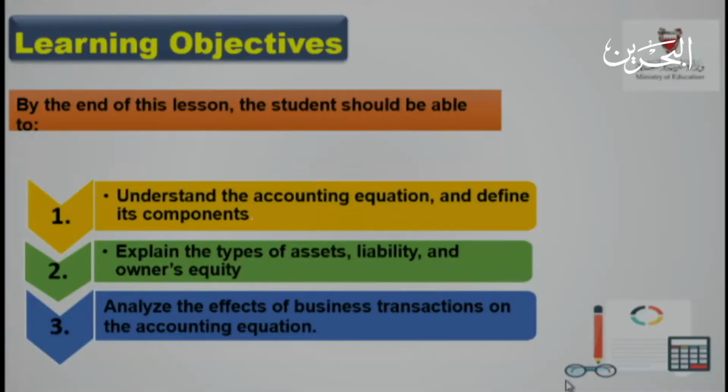Our learning objective for this lesson: at the end of this lesson, the student should be able to understand the accounting equation and define its components. Second, explain the types of assets, liabilities, and owner's equity. Finally, analyze the effect of business transactions on the accounting equation.